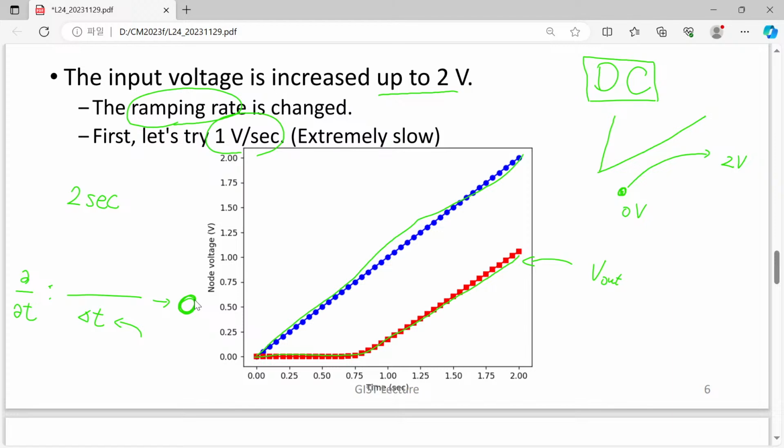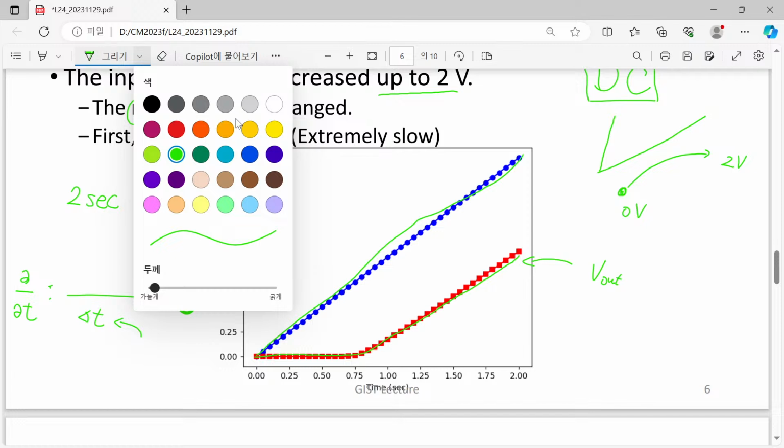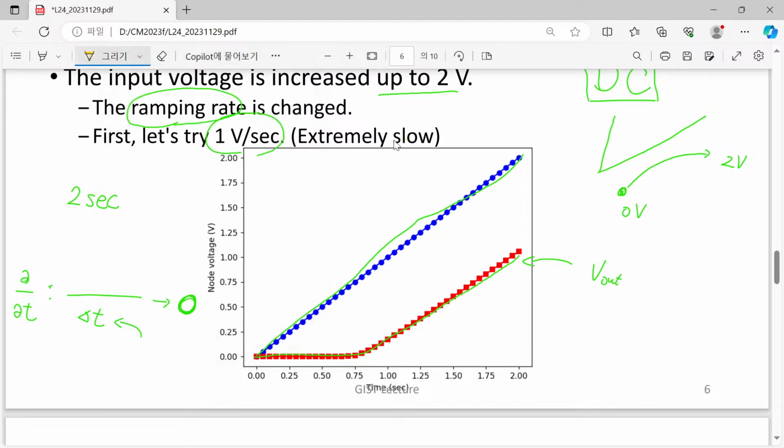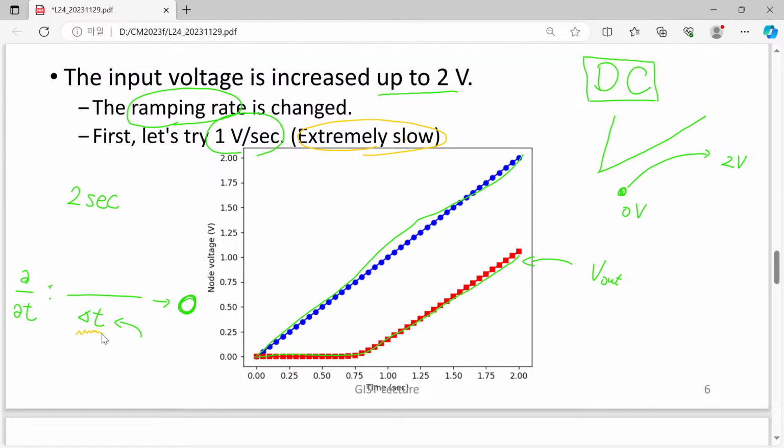Then what will be the next slide? Please try to estimate or predict what will happen. Now, instead of this extremely slow one, we will try an extremely fast transition. If we introduce an extremely fast transition, then this delta t will be decreased by several orders of magnitude. Then it is no longer negligible, and it contributes quite a lot to our device simulation.